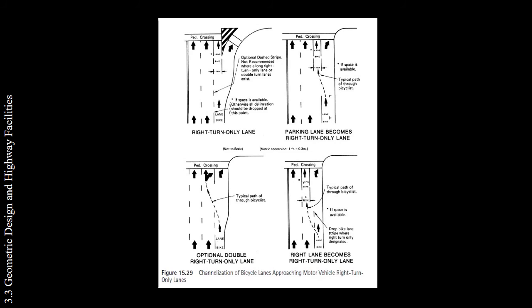alignment. So the next figure illustrates the channelization of bicycle lanes approaching motor vehicle right turn only lanes. For the upper left, that is for right turn only lane. For upper right, that is where the parking lane becomes right turn only lane. For lower left, optional double right turn only lane. And the last, in the bottom right, right lane becomes right turn only lane.